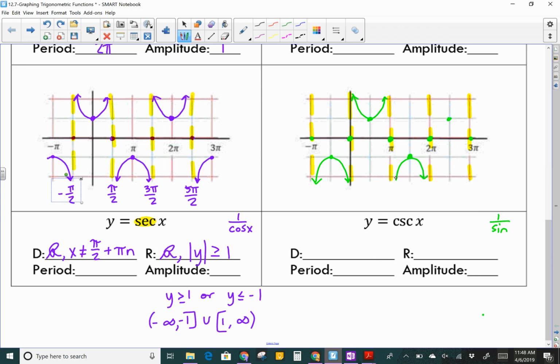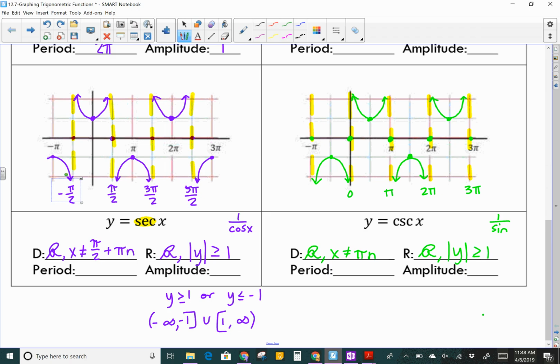It does contain those points, so those points are common to both because, of course, the reciprocal of 1 is 1. My domain is all reals, except x cannot be what numbers? This is 0. These are multiples of pi. And since it starts at 0, I can just say those are multiples of pi. So we're good to go. My range is the same thing we had on the secant function: the absolute value of y is greater than or equal to 1.